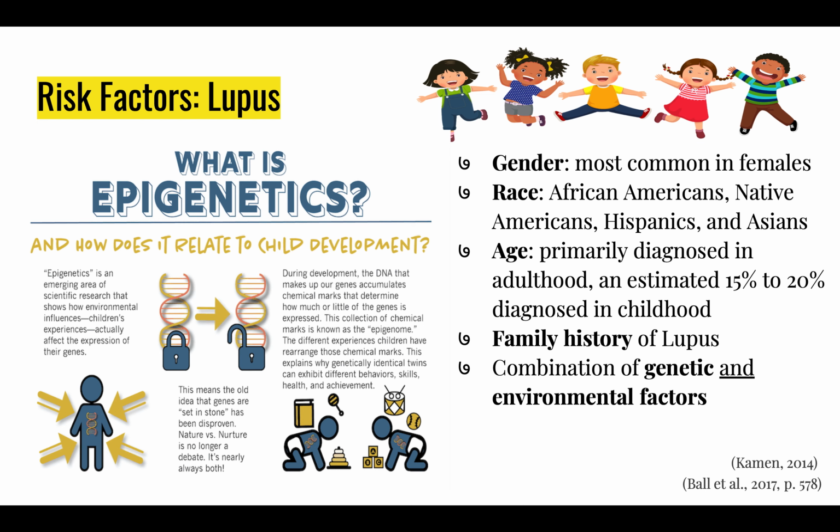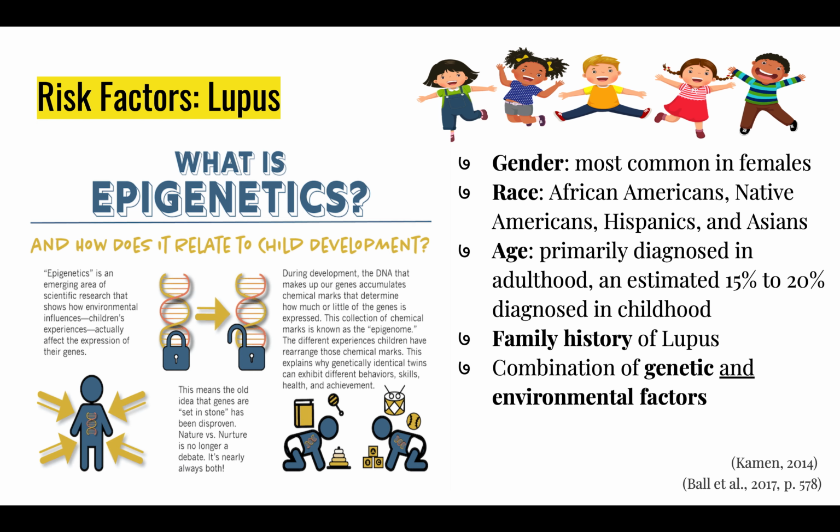So we will begin by talking about the risk factors for lupus. The 5 most common are gender, and it is most common in females; race, African Americans, Native Americans, Hispanics, and Asians; age, it is primarily diagnosed in adulthood, but an estimated 15 to 20% are diagnosed in childhood.